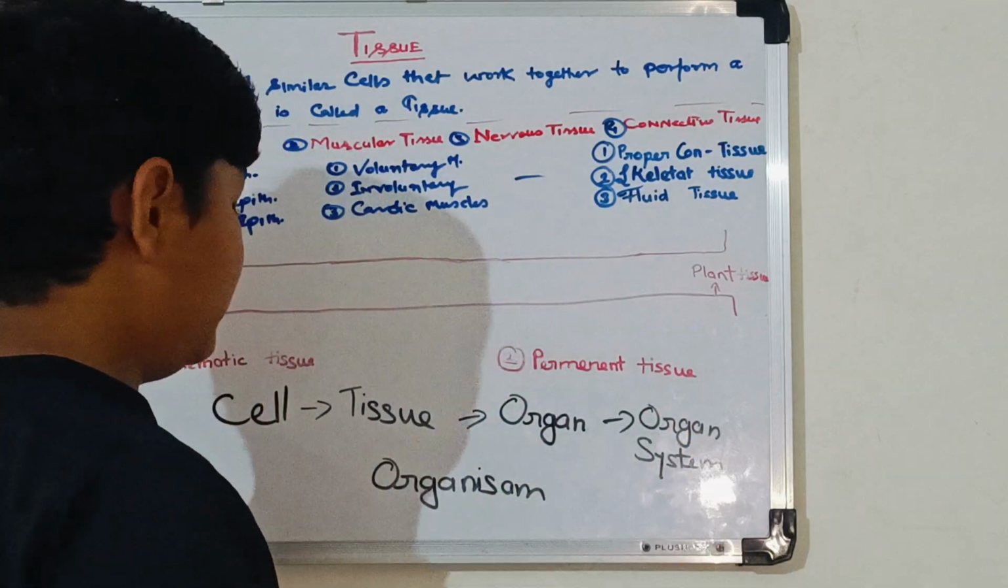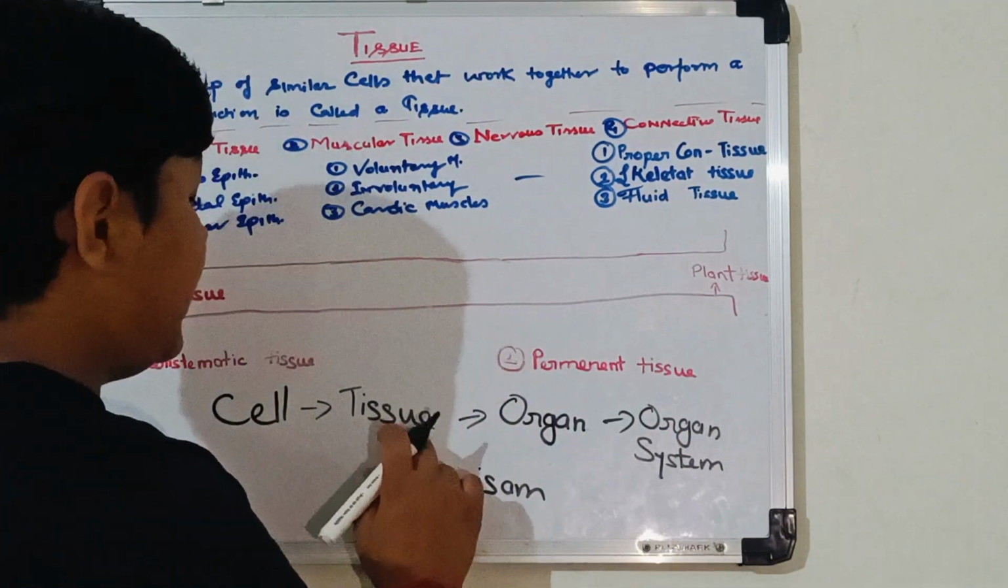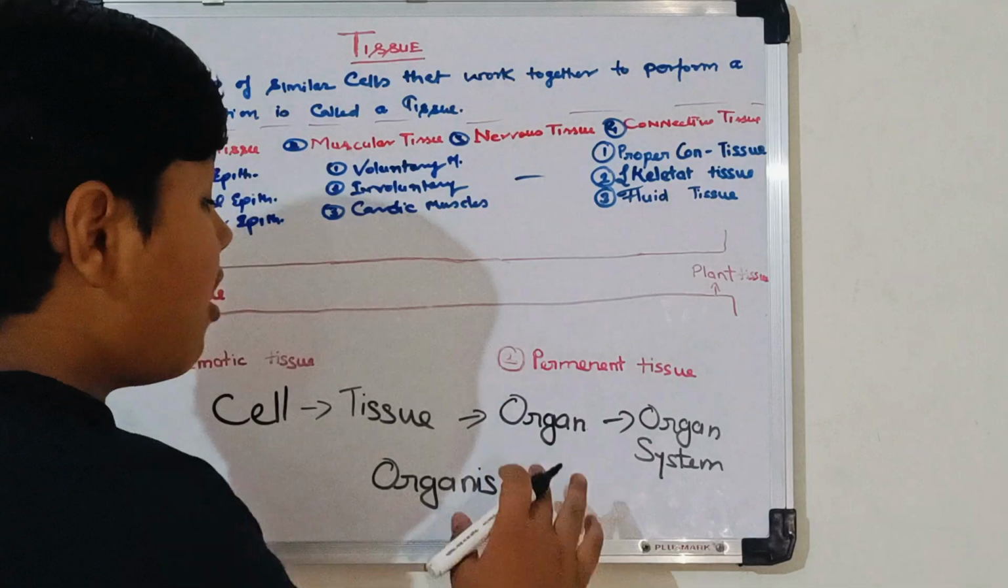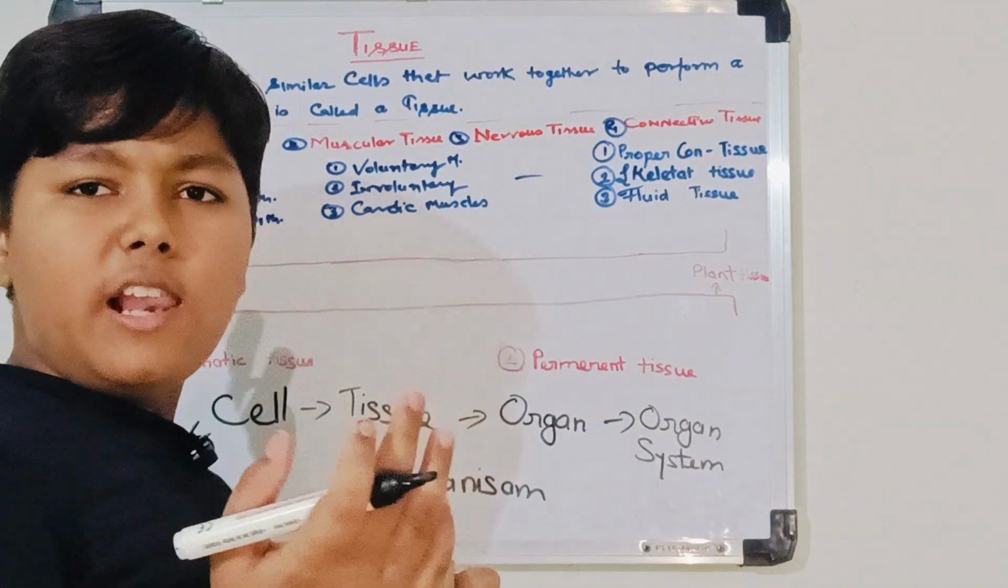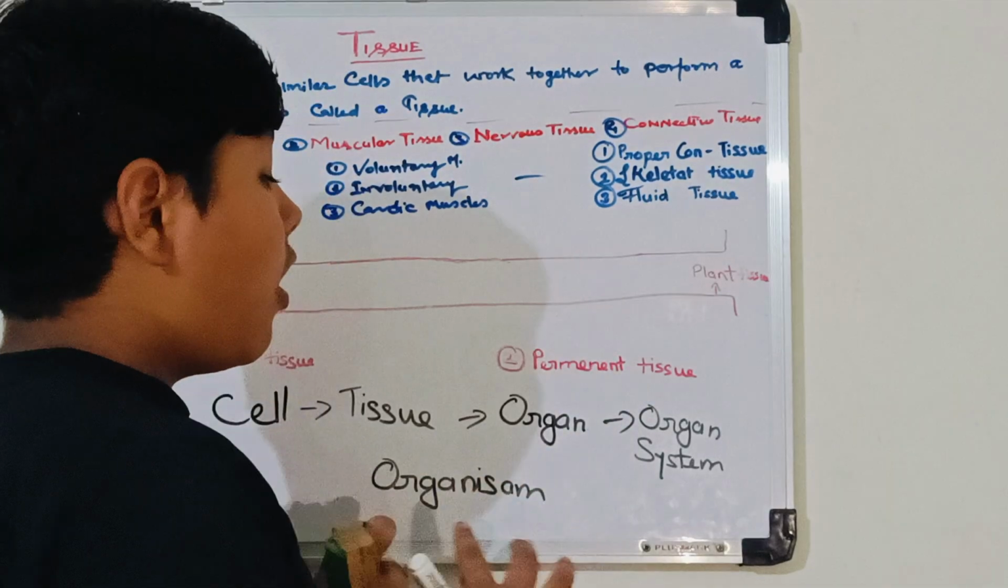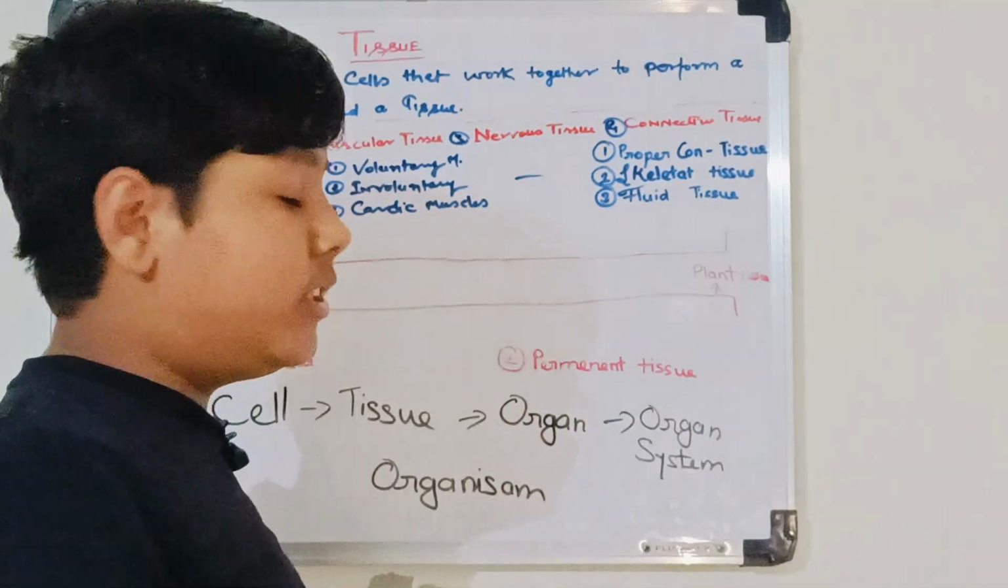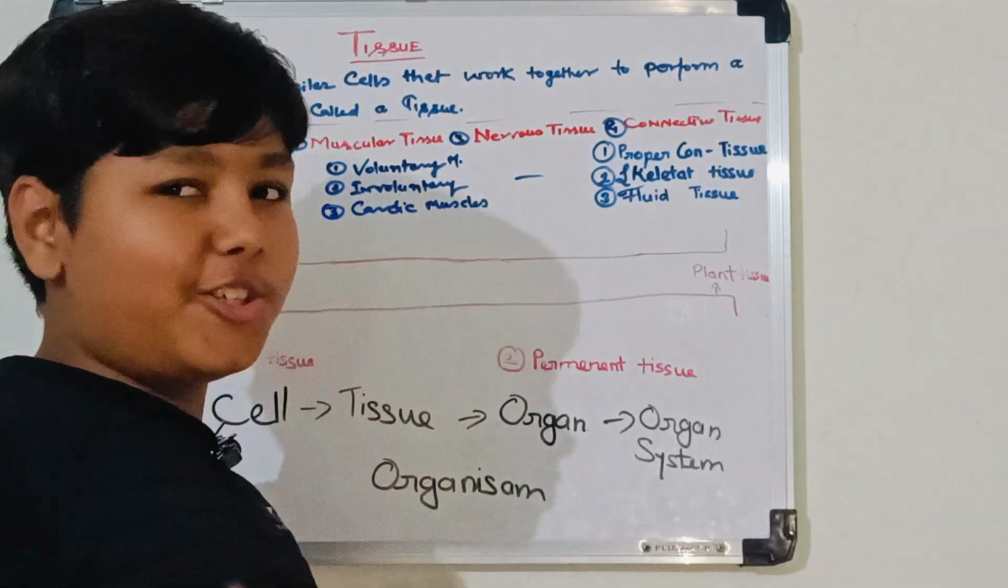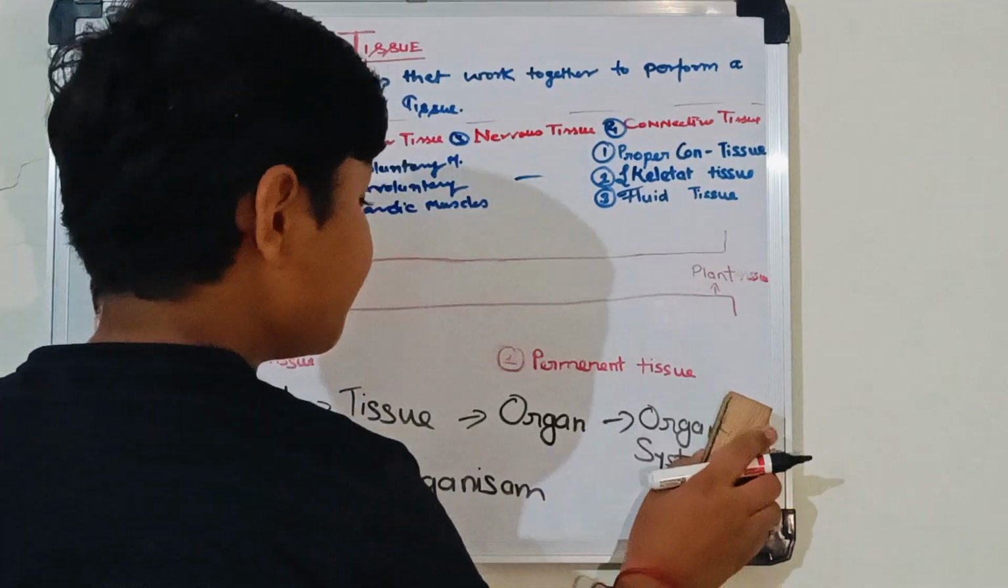This was the simple flowchart. Cells combine to form a tissue. Tissues combine to form an organ, like the stomach. Then the stomach combines with other organs to form an organ system like the digestive system. After that, the organism, like us humans, that we can all see.